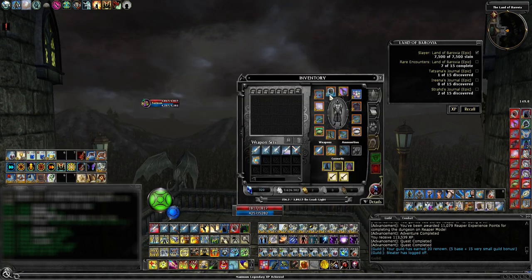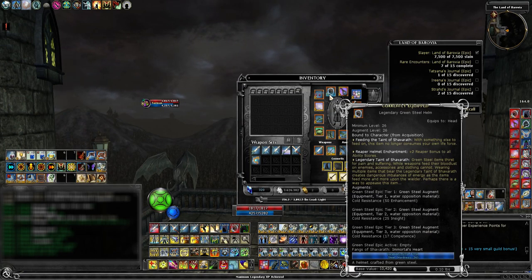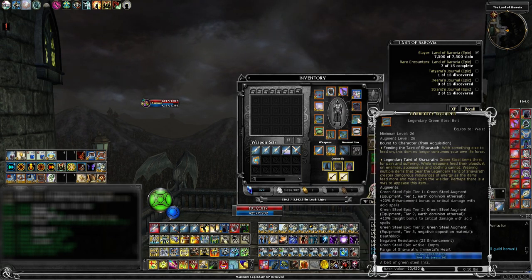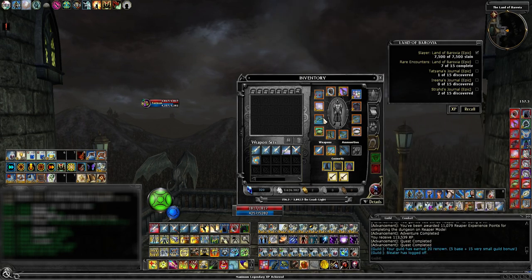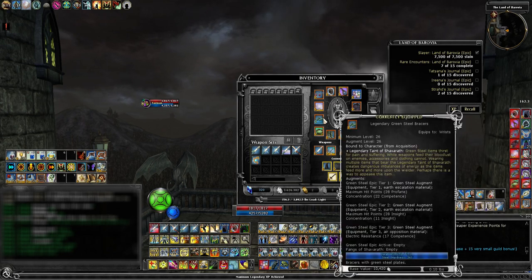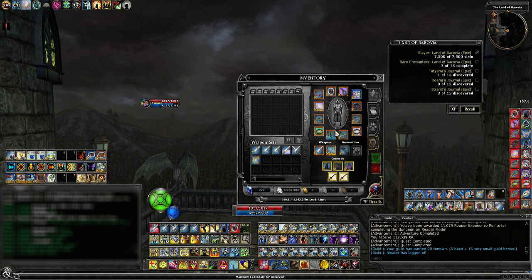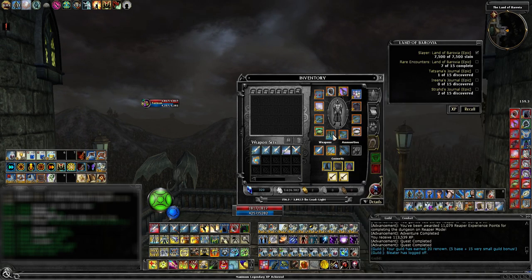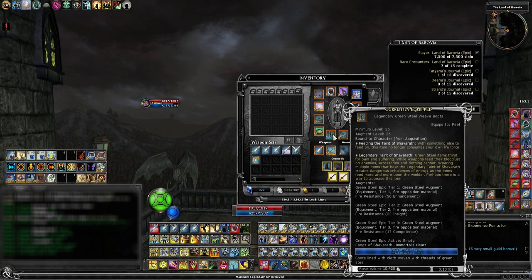My gearing is as follows. 5-piece Underset, which is 3 cold resist on my helm, 2 tiers of critical damage with acid spells, and then death block and negative energy resist. My bracers are 2 con skills, 1 electric resist. My gloves are 3 unconscious range. My boots are 3 fire resist.